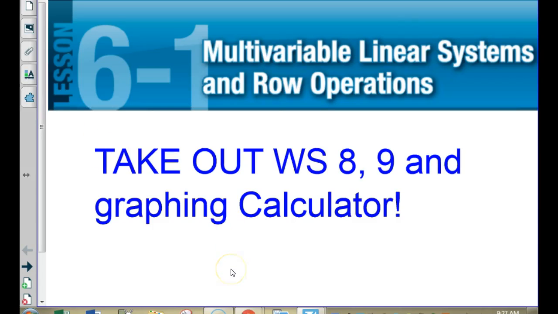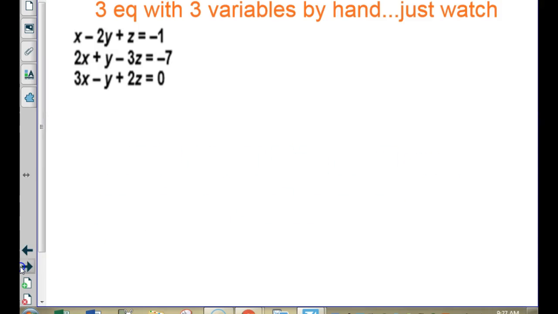But on worksheet 8, we're going to learn about calculator magic. You're going to be really excited when you figure out what this looks like. I think you would be more excited if we had taken time to do these by hand the other day. I want you to just watch. You don't need to write any of this down.